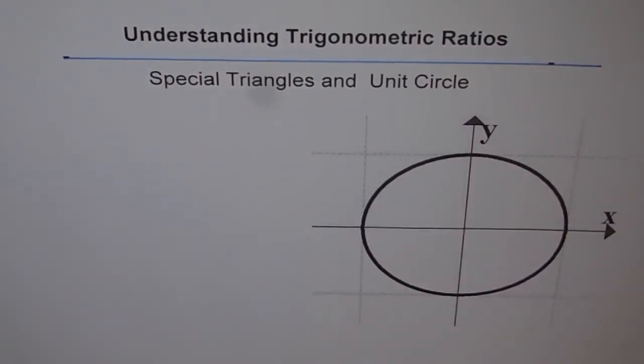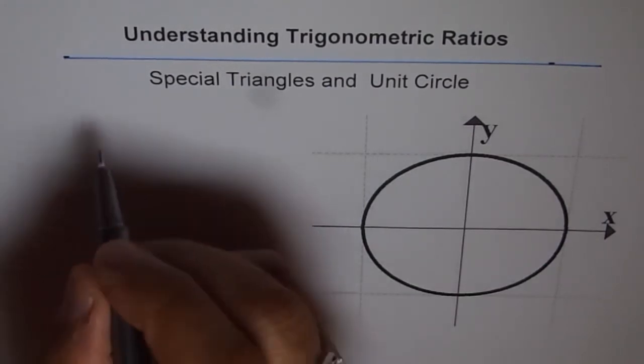Understanding trigonometric ratios. This is a very important video where I'm trying to relate special triangles with the unit circle. At times I've seen two standards, and when there are two standards we don't have anything to relate them, and that creates a lot of confusion amongst the students. So before moving on with finding trigonometric ratios, I thought it important to deal with the basics, and the basic here is to understand what special triangles are, what the unit circle is, and how they are related. So it's a quick reminder on special triangles.